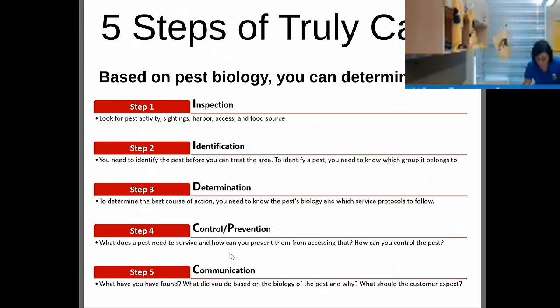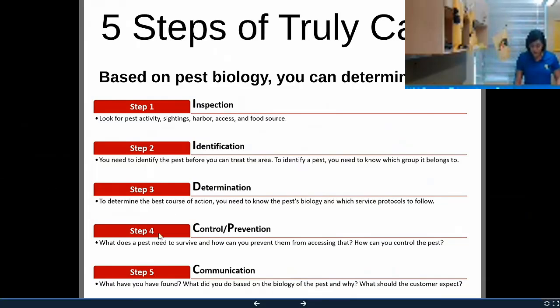Step 5, communication. What have you found? What did you do based on the biology of the pest and why? And what should the customer expect based on our protocols? Our customer needs to be informed on how we do our service, okay, and how long it takes to have the control.